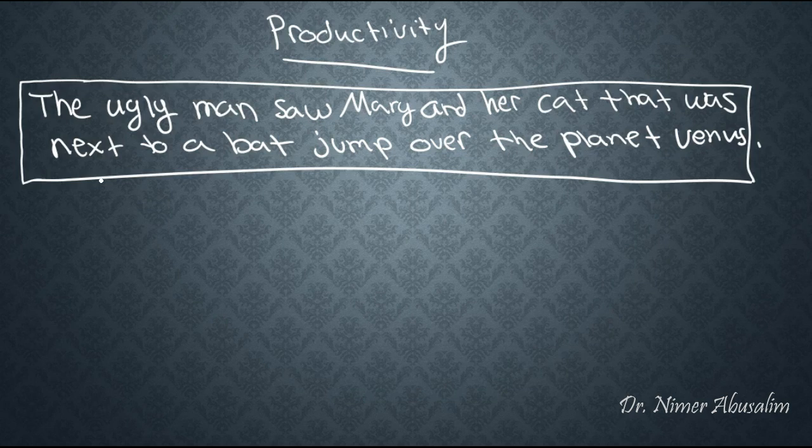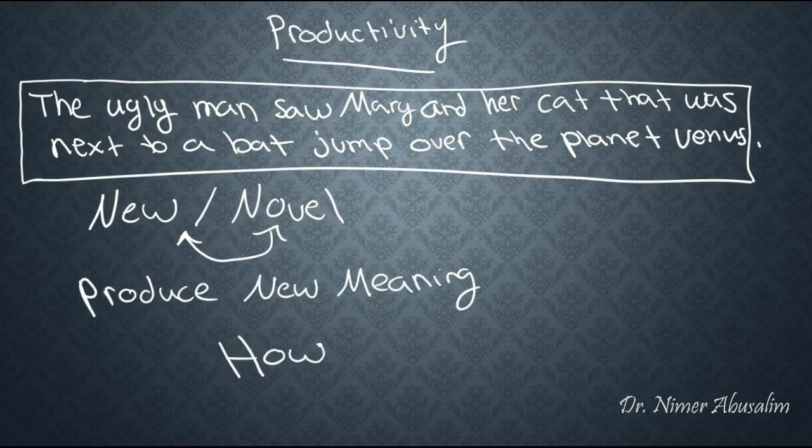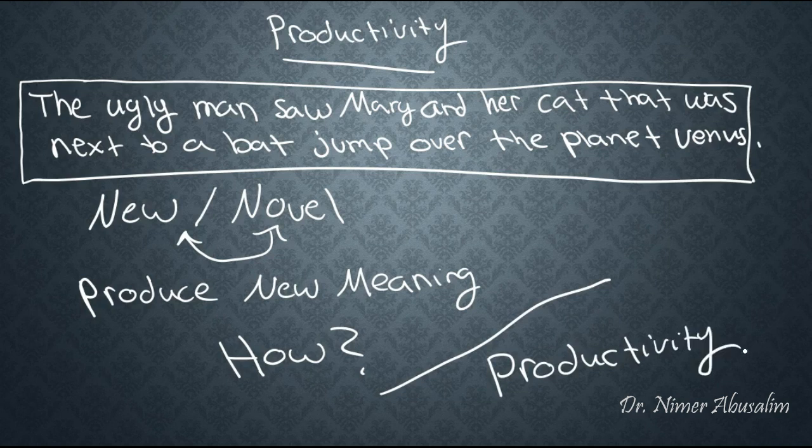So going back to language acquisition theories, there is the behaviorist theory, which suggests that we imitate language, and that's how we learn language. But the fact of the matter is, no one has ever uttered this sentence before, and that basically means that I have not imitated it from anyone. I actually created new or novel meaning, and these mean the same thing, by the way. So in essence, I was able to produce new meaning. But how? How was I able to do that? This phenomenon is known as productivity. It's a natural phenomenon found in natural languages.